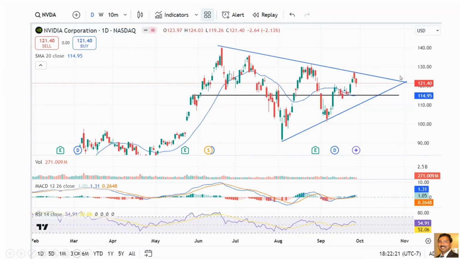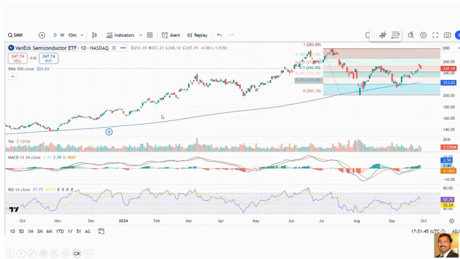It is forming a symmetrical triangle, was rejected at the upper bound of the channel, and is coming back. It looks like 114 acts as a very good support level, because it is the 20-day simple moving average, and also a previous support and resistance level. The volumes are not that good, MACD is not that great, and RSI is going down. Overall, the Nvidia daily chart looks bearish to me.